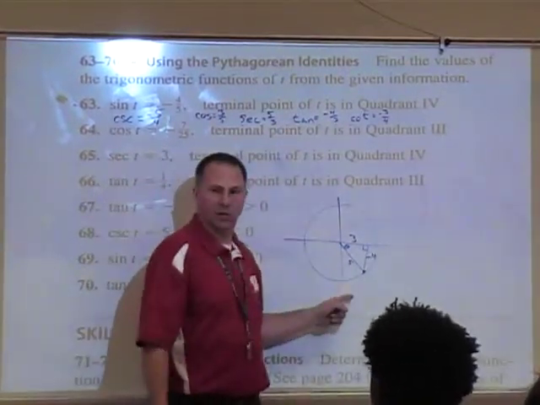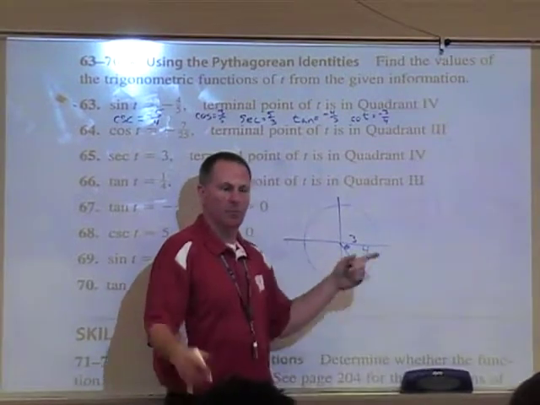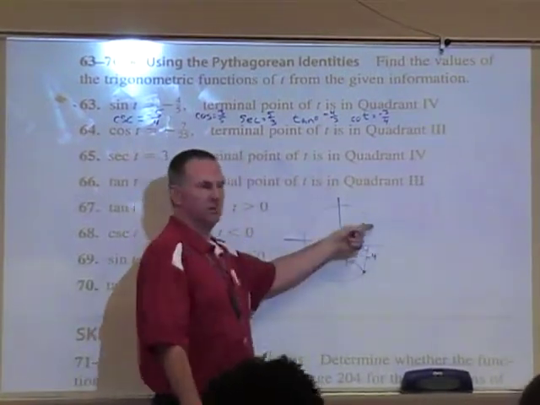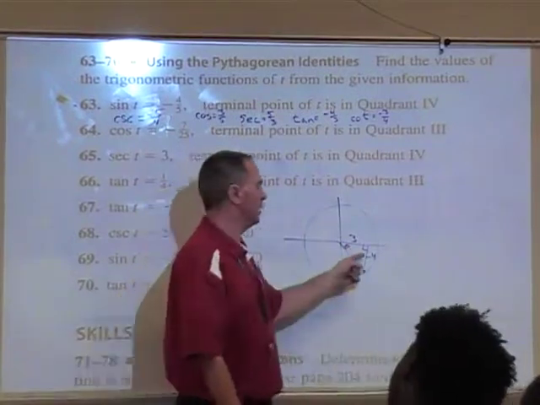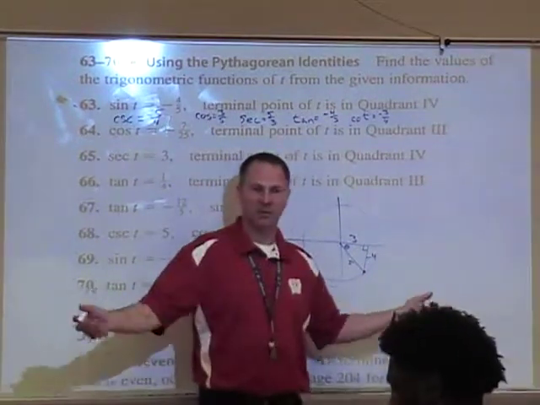So what do you do? Go to the quadrant they're talking about, draw a right triangle, and then remember SOHCAHTOA and put the numbers in the correct positions. Do the Pythagorean theorem to get the missing piece, and then do the rest of this.